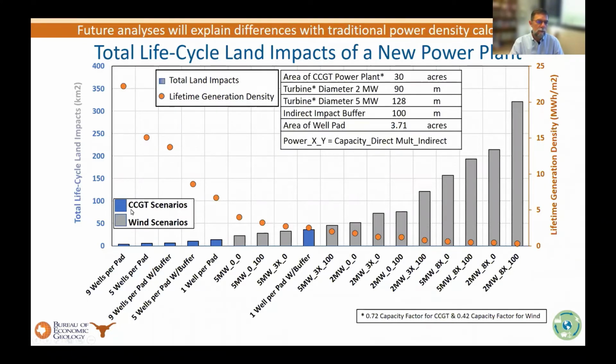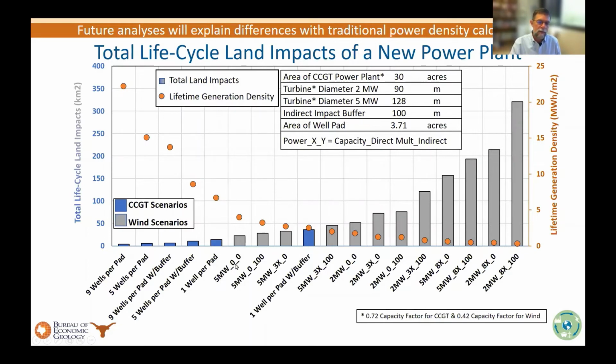So the blue bars are the CCGT, and the gray bars are the wind scenarios. Down here on the X, you see there's 9 wells per pad, 5 wells per pad. These are the scenarios that we've set up, and then these are the sizes of the turbines: 5 megawatt, 2 megawatt, and so on.